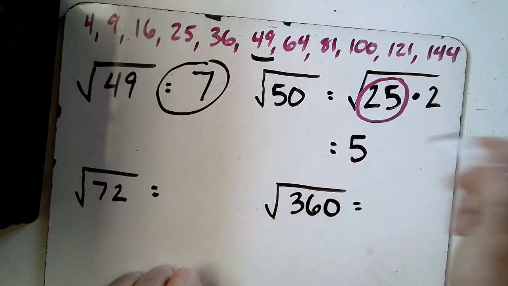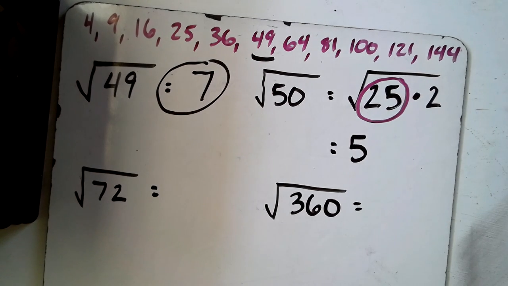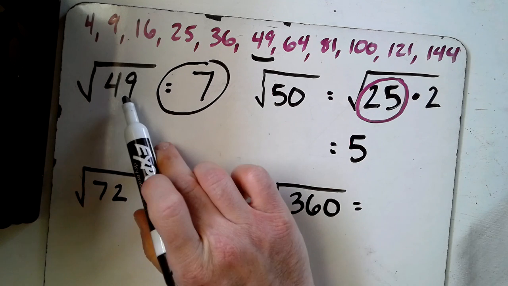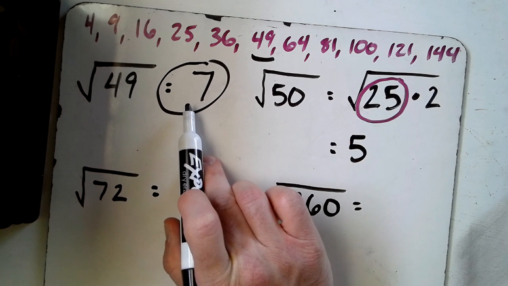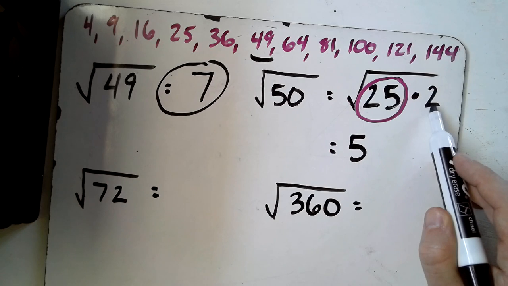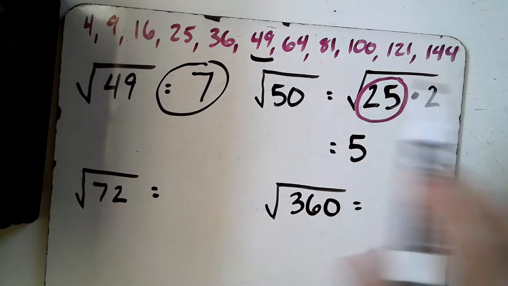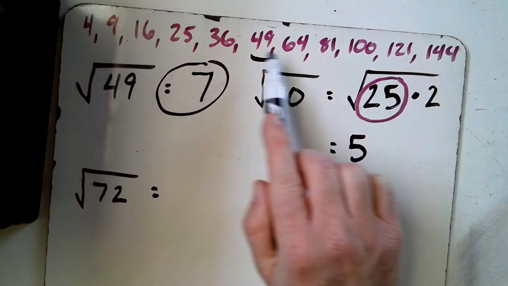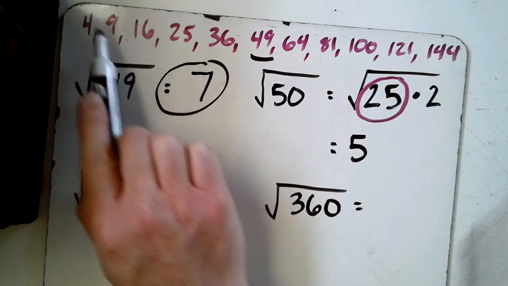And now, because unlike the square root of 49, where there is just a perfect square, I actually have something left here under the radical, this 2. Well, there is no 2 that I see up here, or a number that's a factor of 2 that is a perfect square.